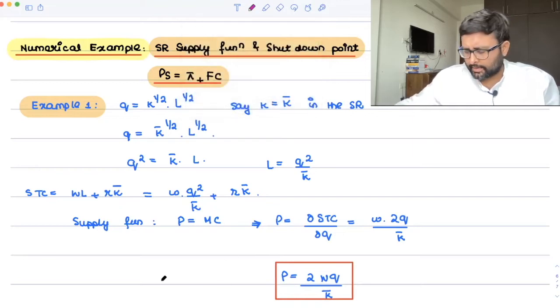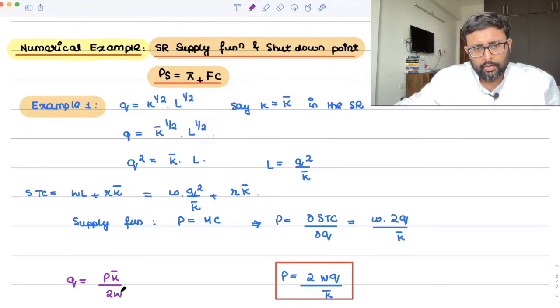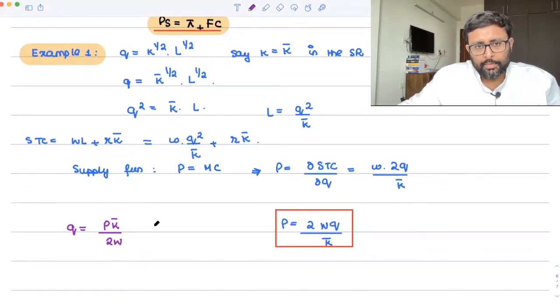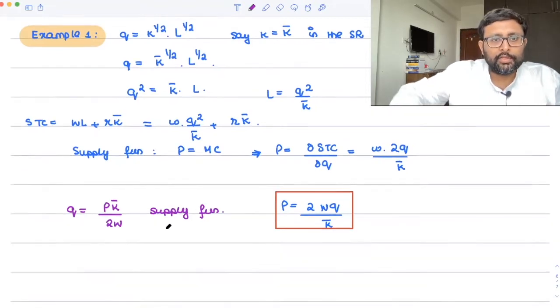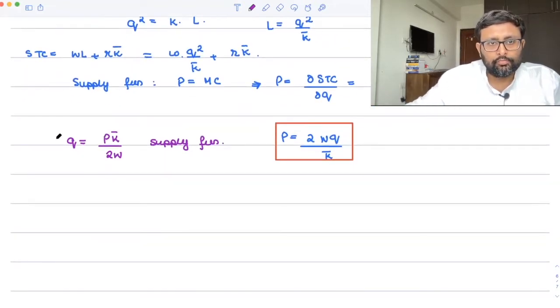Let me write this in a more proper fashion. I can just write this as Q is equal to PK bar upon 2W, right? PK bar upon 2W. This is what my supply function is. So there are a few things about this supply function.